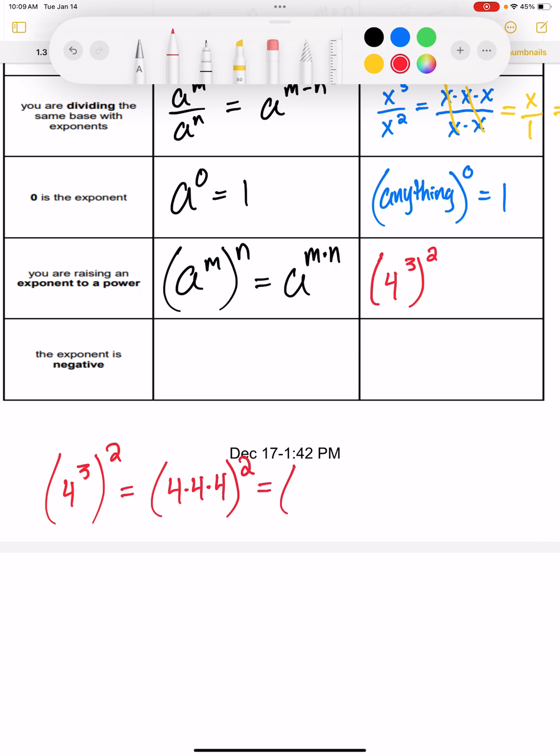Well, that really means 4 times 4 times 4 once, multiplied by the same thing again: 4 times 4 times 4. And then if I remove the parentheses and I say 4 times 4 times 4 times 4 times 4 times 4, then I get 4 to the 6th, and that's because 3 times 2 is 6. So that becomes 4 to the 6th. And you could put that in your calculator and get the real answer, but I'm not going to bother with that.